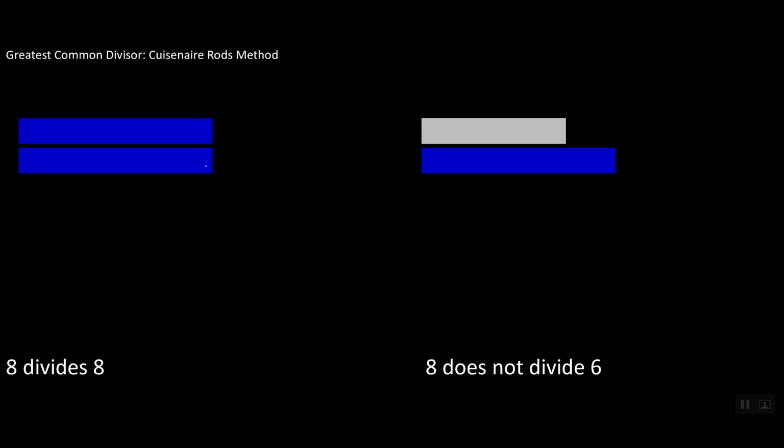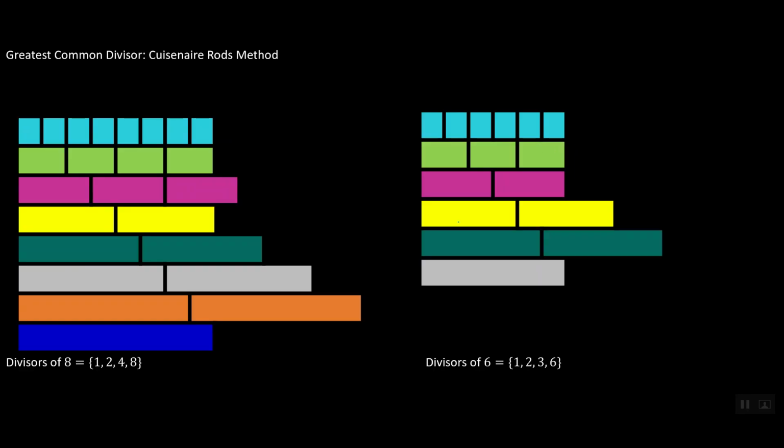8 does divide 8, but 8 does not divide 6. We can look at all of our divisors, noticing that any stack of rods that goes to the exact same distance as the 8 rod, or any stack of rods that goes to the exact same distance as the 6 rod, those are our divisors. So for 8 we have 1, 2, 4, and 8. Those are the divisors of 8. For 6 we have 1, 2, 3, and 6. Those are the divisors of 6.